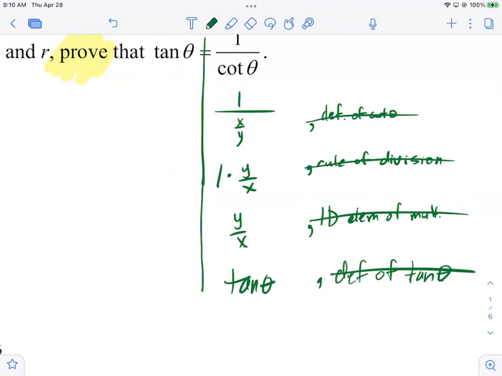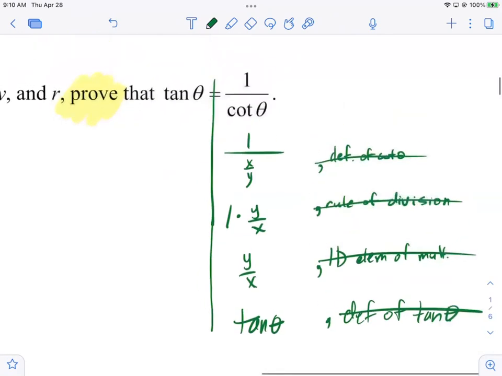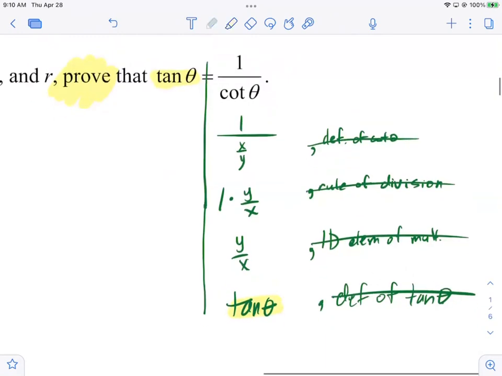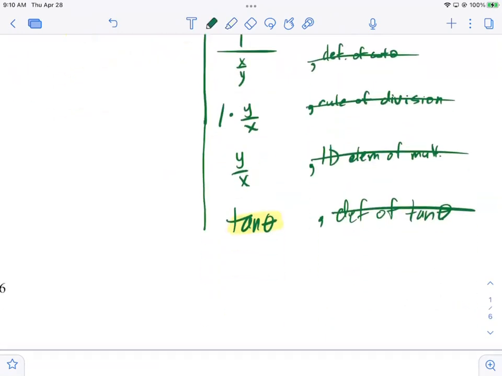Now, how do you know when to stop? How do we know to stop there? Both sides equal each other. Yeah, so when the bottom lines on both sides equal each other, you're done with the proof. In mathematics, we typically write QED at the end, which is a Latin abbreviation for quod erat demonstrandum, which means we did it. That which has been demonstrated.